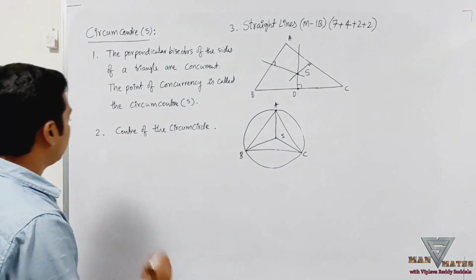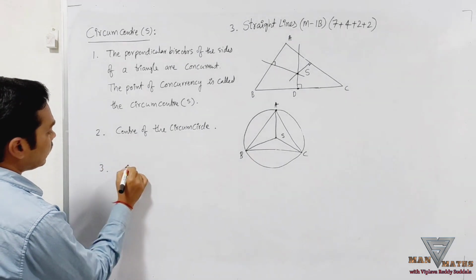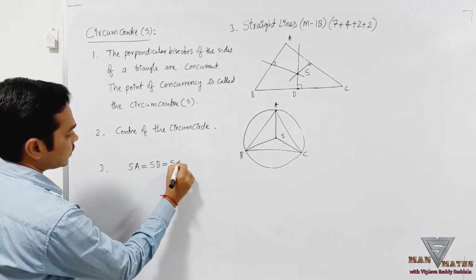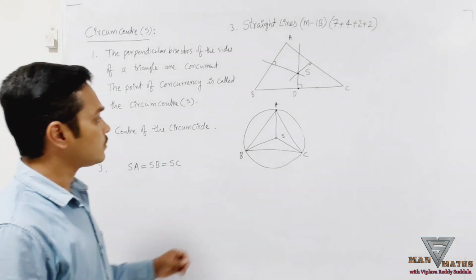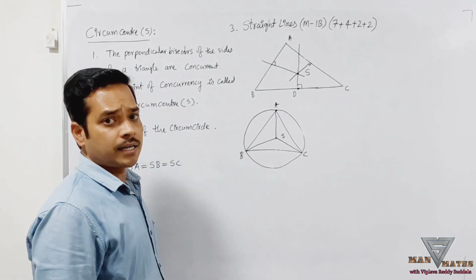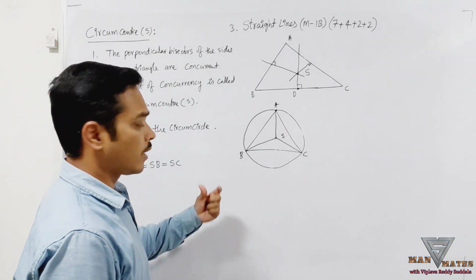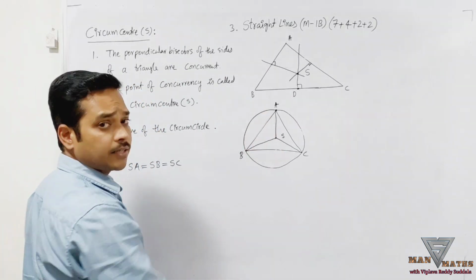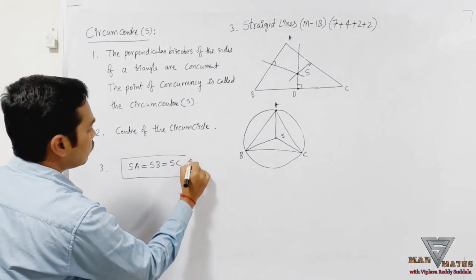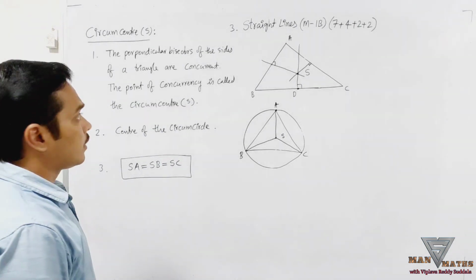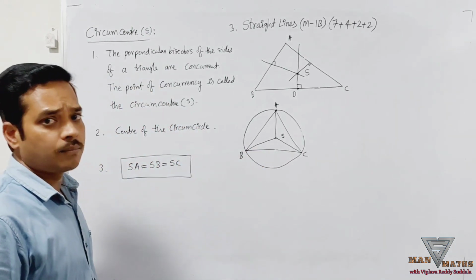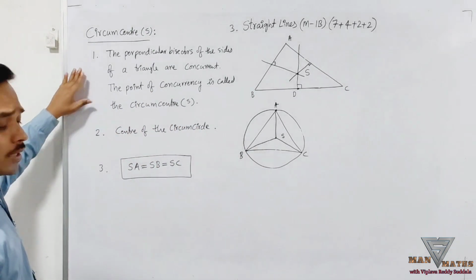From the diagram, we get one condition, that is SA equals SB equals SC. This is the third definition of the circumcenter. In any triangle, the circumcenter is always equidistant from the three vertices. By using these three conditions, if you know the three vertices, we can find the circumcenter.